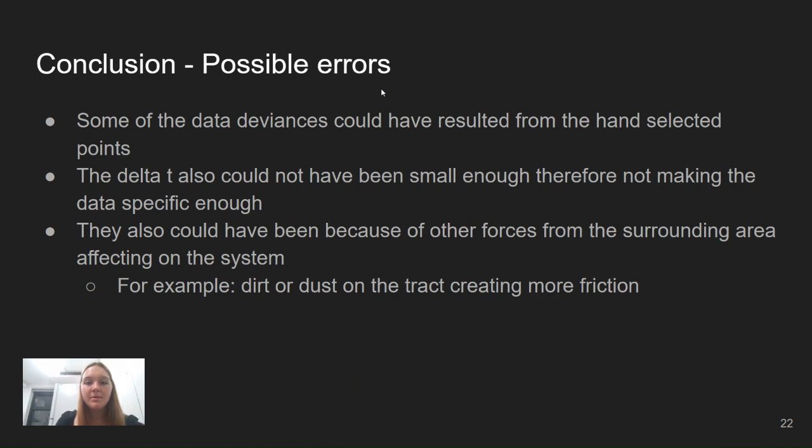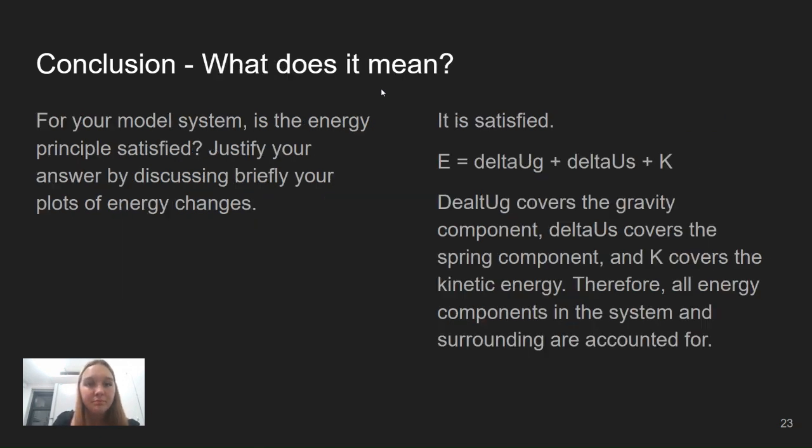Possible areas of error: some of the data deviations probably resulted from me hand selecting the points. The delta t also could have been smaller, which would have made it more specific, but because it wasn't, that could have caused error. They also could have been because of forces from the surrounding area that we did not include, for example, air friction.